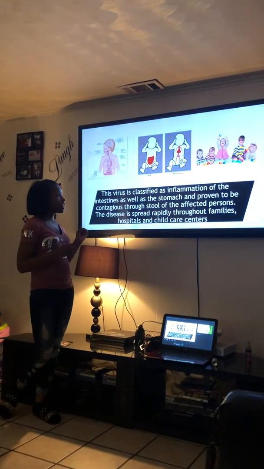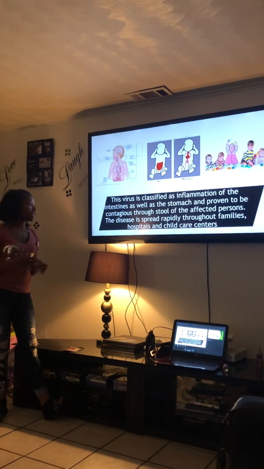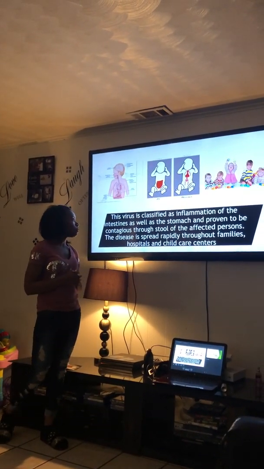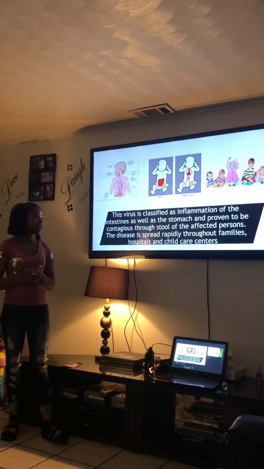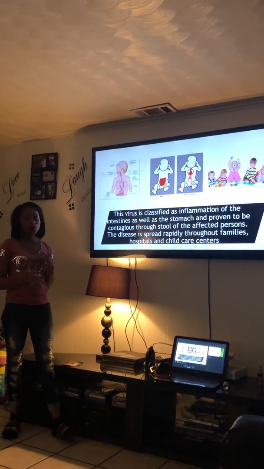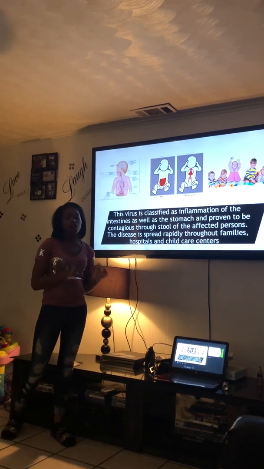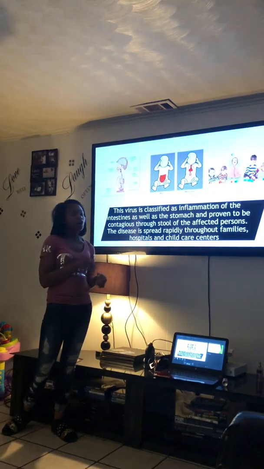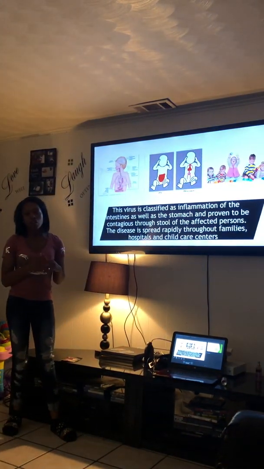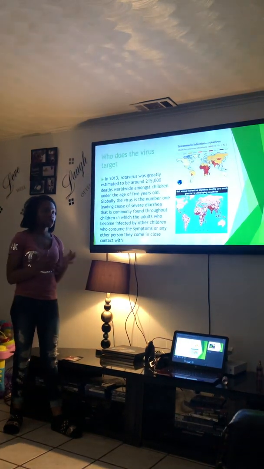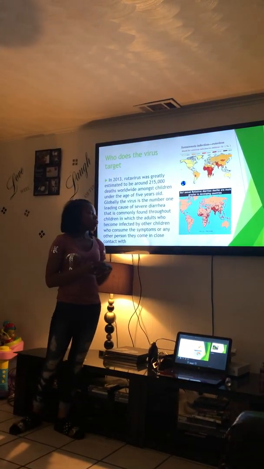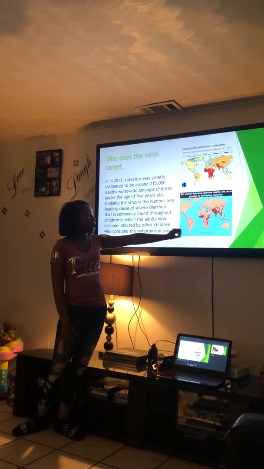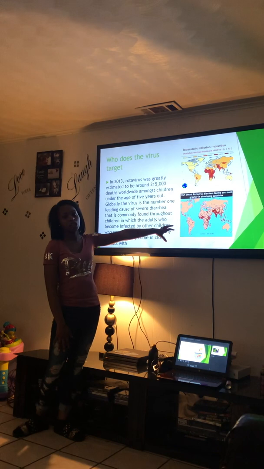The virus is basically classified as inflammation of the intestines as well as the stomach, and proven to be most contagious through the stool of the affected person. It spreads through hospitals, child care centers, and throughout families. When I tell you it spreads fast, it spreads very fast. And with daycare, from child to child, they just have their hands in their mouth all day, so it's constantly spreading. These dots here basically show 1,000 deaths, and these are in developing countries.